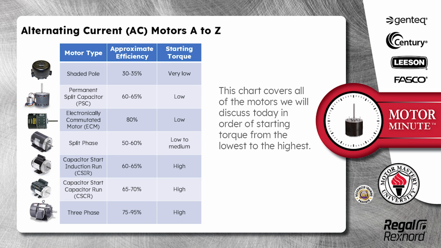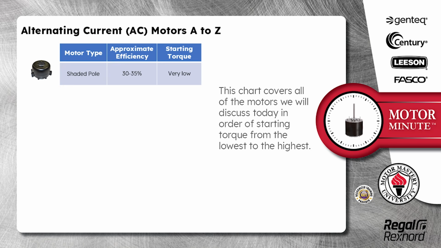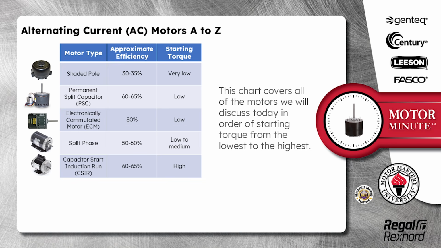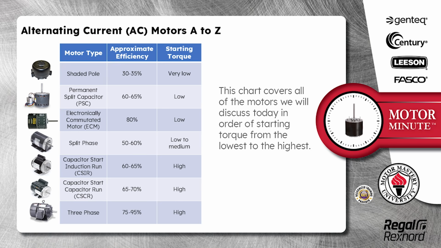applications. This chart covers all of the motors we will discuss today in order of starting torque from the lowest to the highest. Shaded pole, permanent split capacitor, PSC, electronically commutated motor, ECM, split phase, capacitor start induction run, CSIR, capacitor start capacitor run, CSCR, and three-phase.